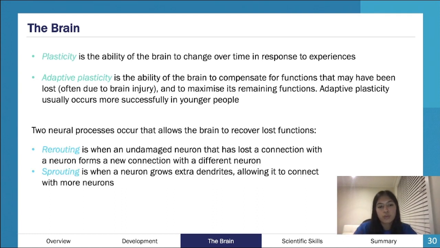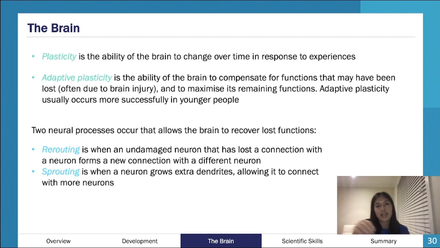Okay, so we have these two important processes, rerouting and sprouting. It's in the name. With rerouting, we're thinking of when you have a healthy neuron and perhaps another connection or pathway has been damaged, the neuron will just take another path. It's like you've got a path, it's blocked, road closed, you've got roadworks, you just take another path, you reroute. Sprouting is when you've got this neuron and it basically just sprouts like a little plant.